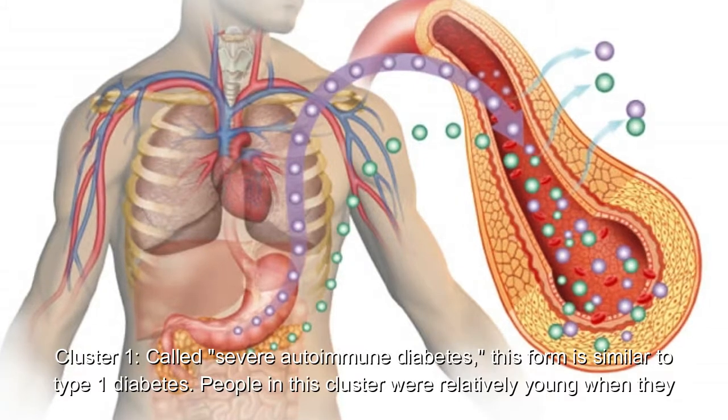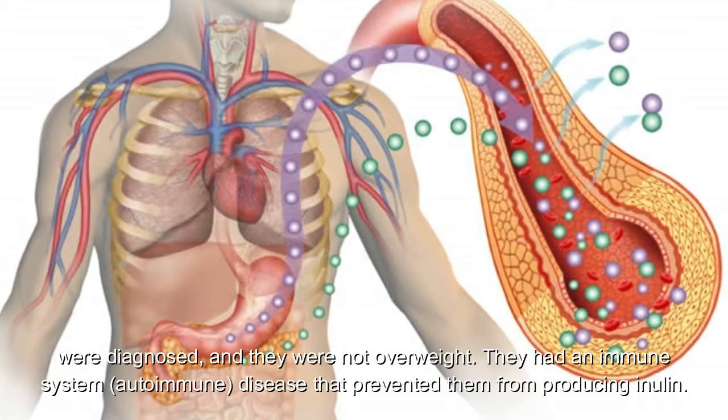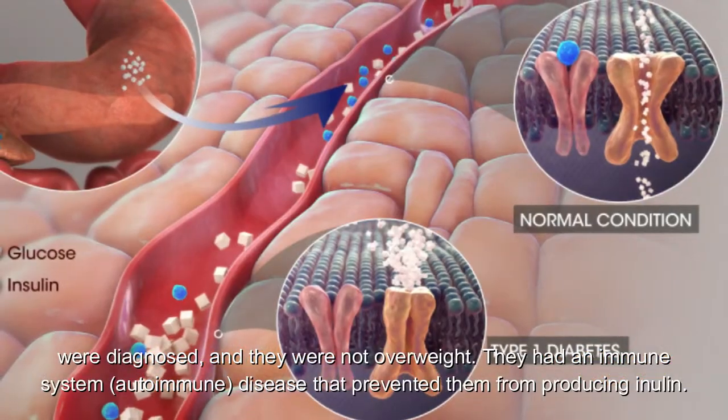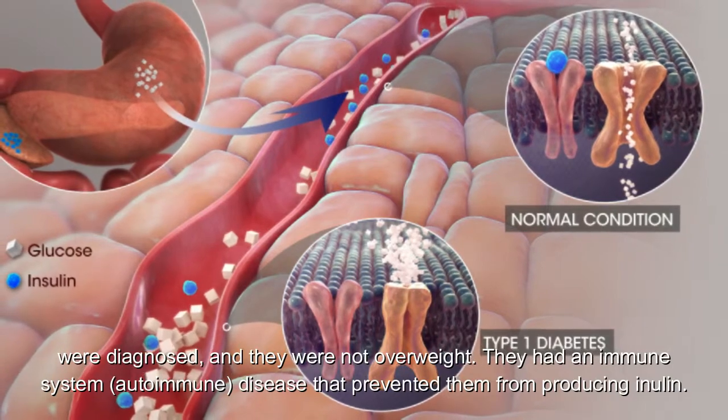This form is similar to type 1 diabetes. People in this cluster were relatively young when they were diagnosed, and they were not overweight. They had an immune system, autoimmune, disease that prevented them from producing insulin.